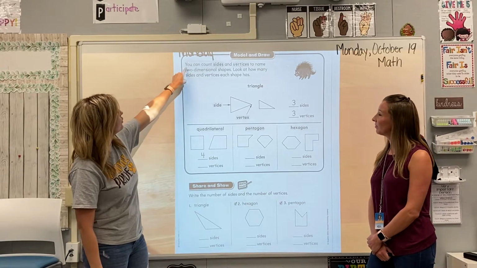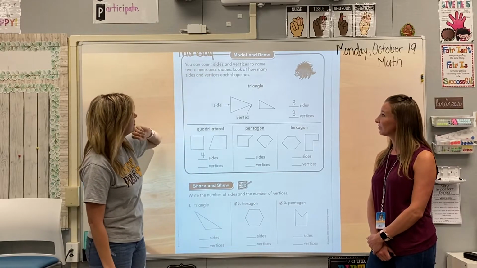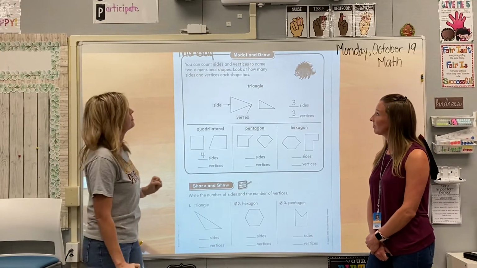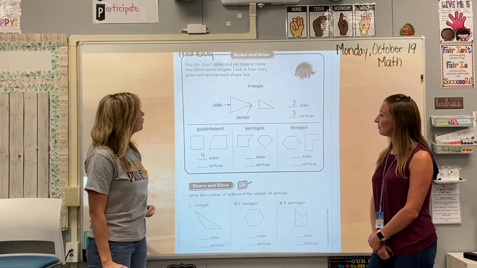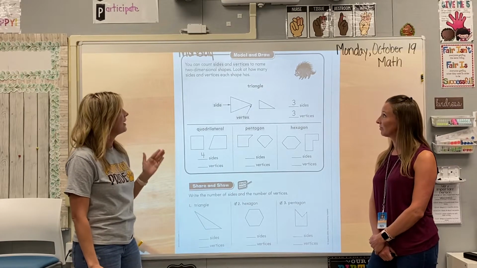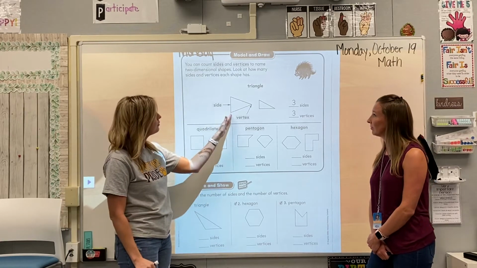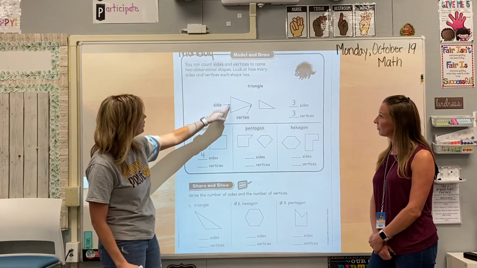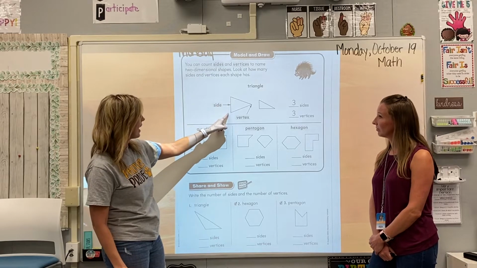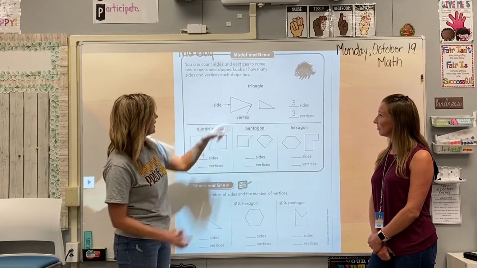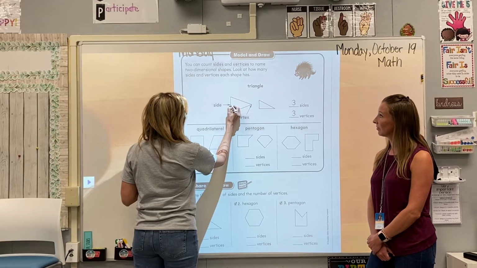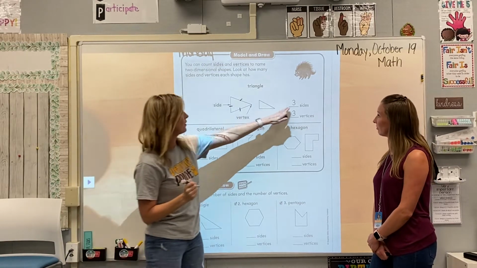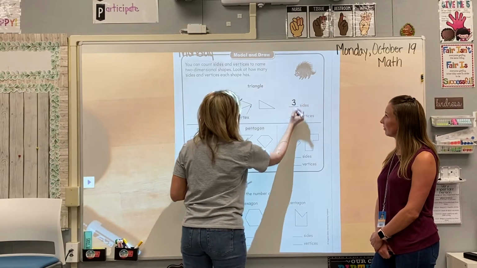It says that you can count sides and vertices to name two-dimensional shapes, 2D shapes. Look at how many sides and vertices each shape has. Okay, so for the example, they give us a triangle, and we're pointing to the side, which is like the outer edge, and I can see when I count that there are 1, 2, 3 sides. So they have already put over here that there are 3 sides.